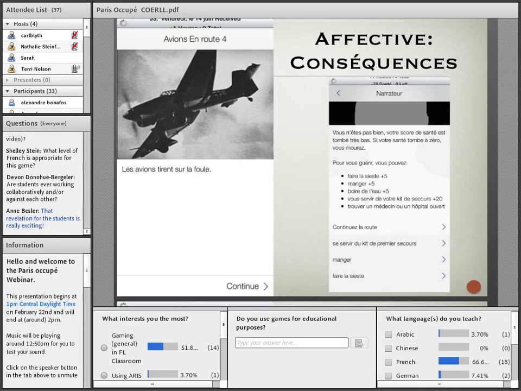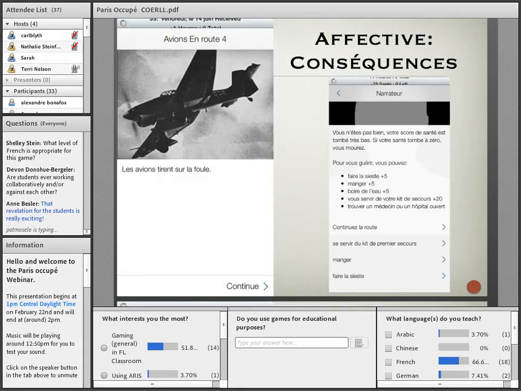Affective consequences. I figured out how to use some JavaScript, some programming language. So I created, as they're fleeing Paris in the June 1940 chapter, planes that flew over a certain area, the German planes, on a certain day. And if their character is in that place at that time, there's a random chance that they will get hit by a machine gun.